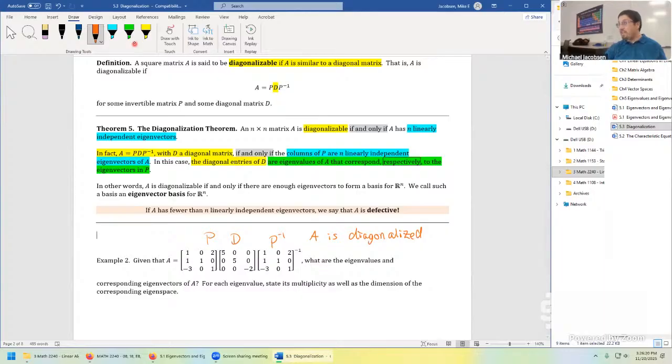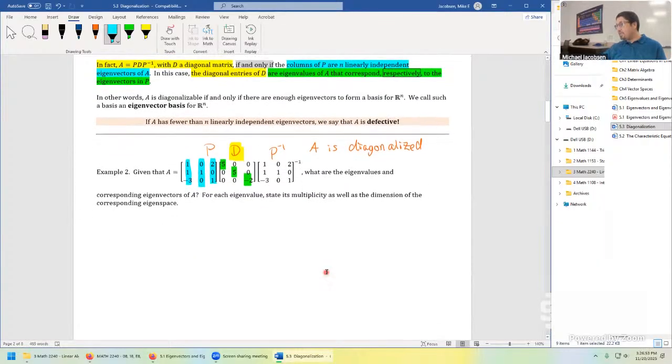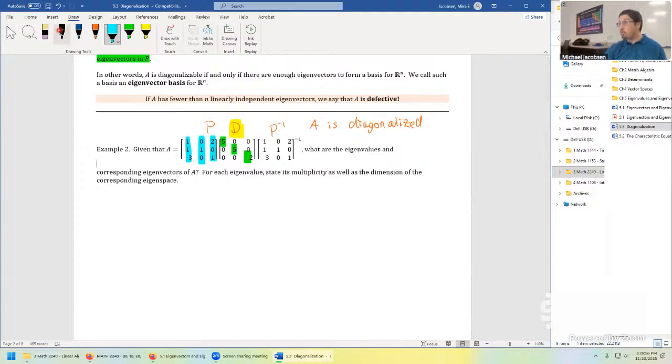It asks what are the eigenvalues, but here they are. The theorem says the eigenvalues are the diagonal entries of the diagonal matrix D right here. So we're looking at the eigenvalues the moment we have A diagonalized in this kind of way. The corresponding eigenvectors of A, you can either look to this matrix or the one that has the inverse on it. I'll identify it in this kind of way. We'll state the multiplicity as well as the dimension of the corresponding eigenspace.